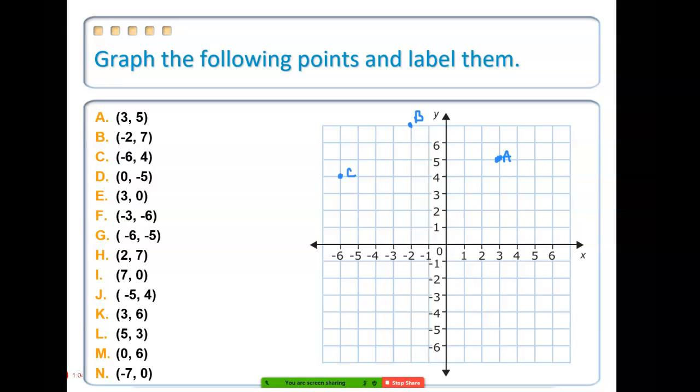(-6, 4) is C, (0, -5) is D, (3, 0) is E, (-3, -6) is F, (-6, -5) was G, (2, 7) is H, (7, 0) is I, (0, 7), (-5, 4), (3, 6), (0, 6), and (-7, 0).